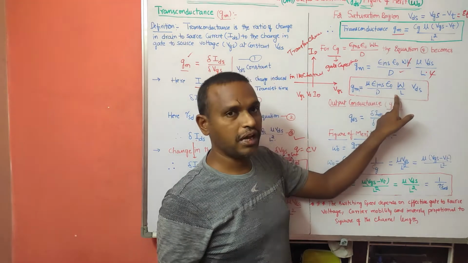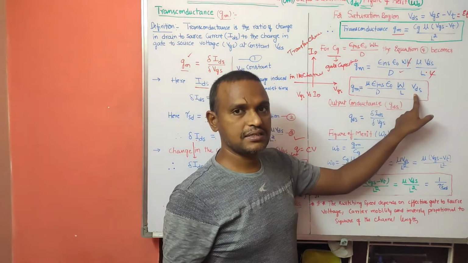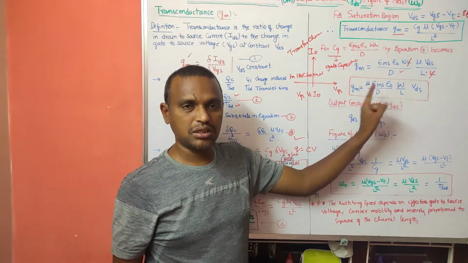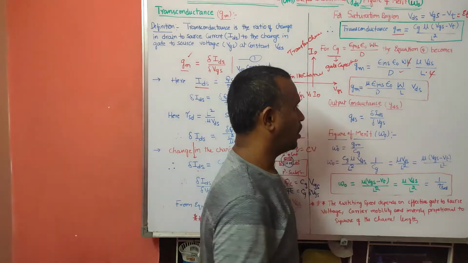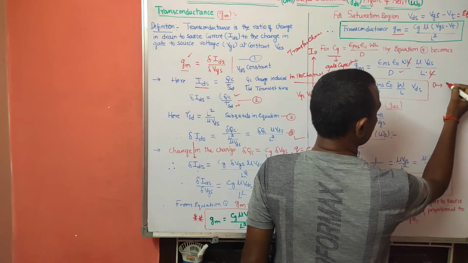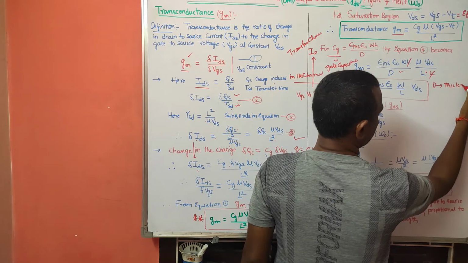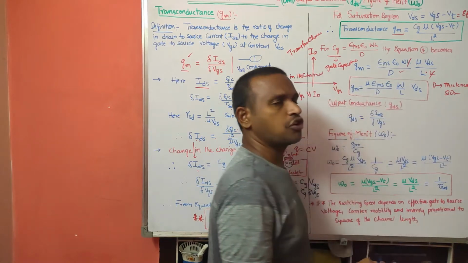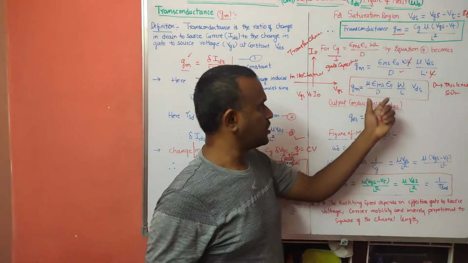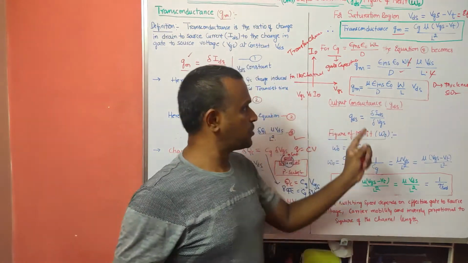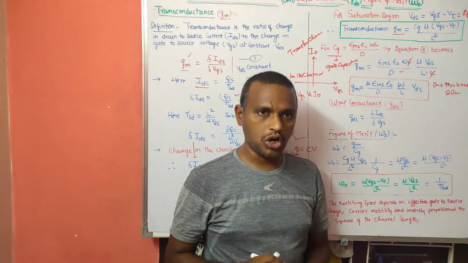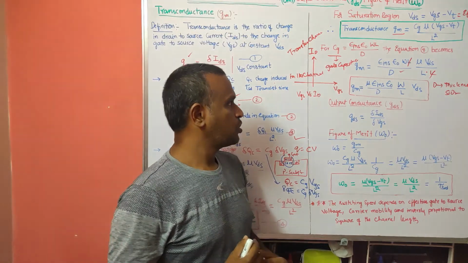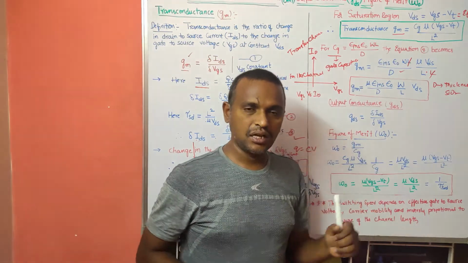Next one is W by L, the width and length of the channel, and VDS is the drain to source voltage. And it is very important that D is nothing but the thickness of the SiO2 layer, or insulating material. So these are the terms, and the GM in terms of epsilon insulator, epsilon naught, mu, and the width and length of the channel. So this is about the transconductance that we have.